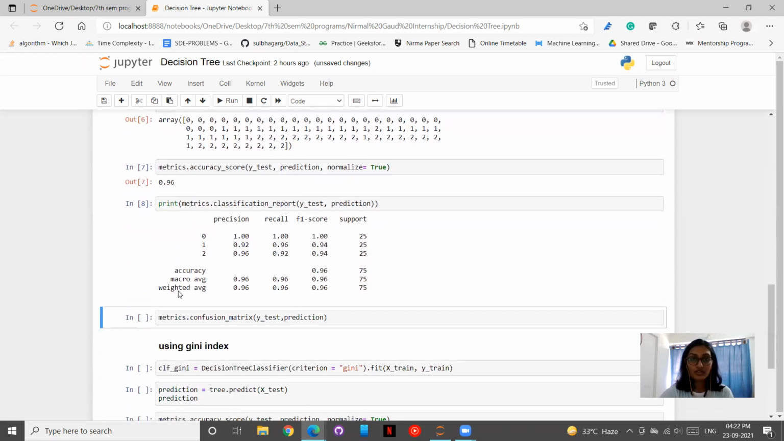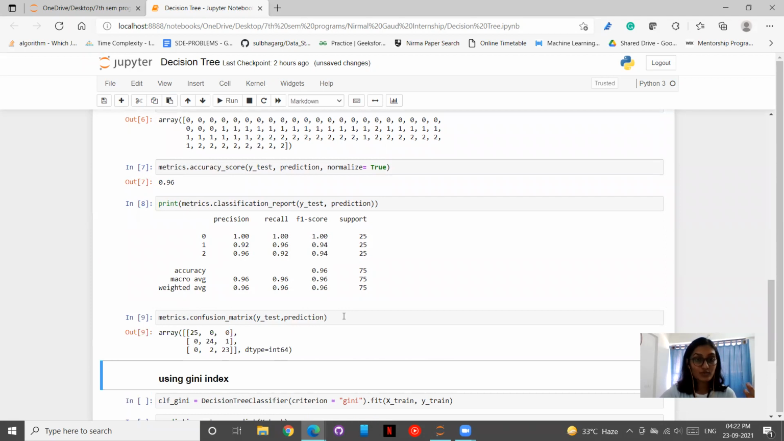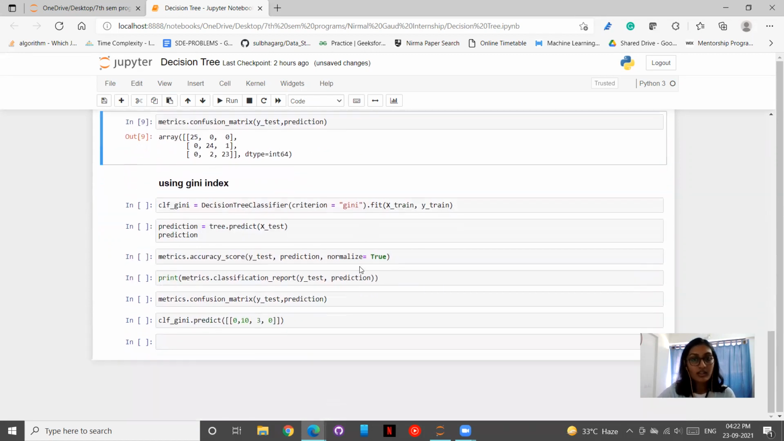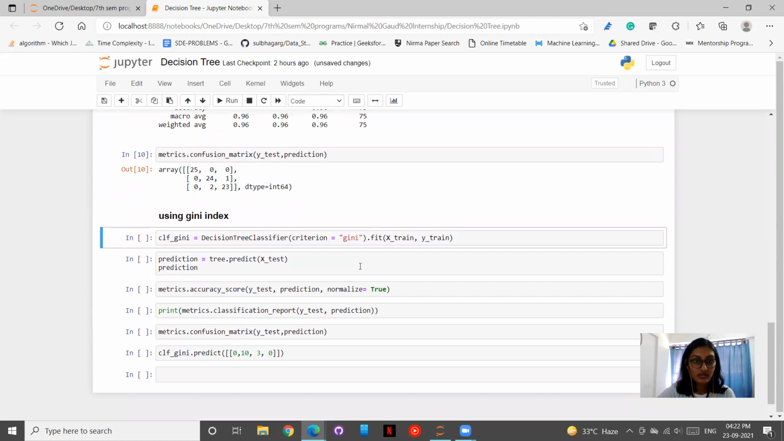Now the classification report. If you are unfamiliar with the terms precision, recall, F1 score, and confusion matrix, which we have printed over here, please do go and watch the video given in the description section, wherein I have explained what all these metrics mean. So these are the precision values. As we can understand, there is one misclassification here, and there are two misclassifications here.